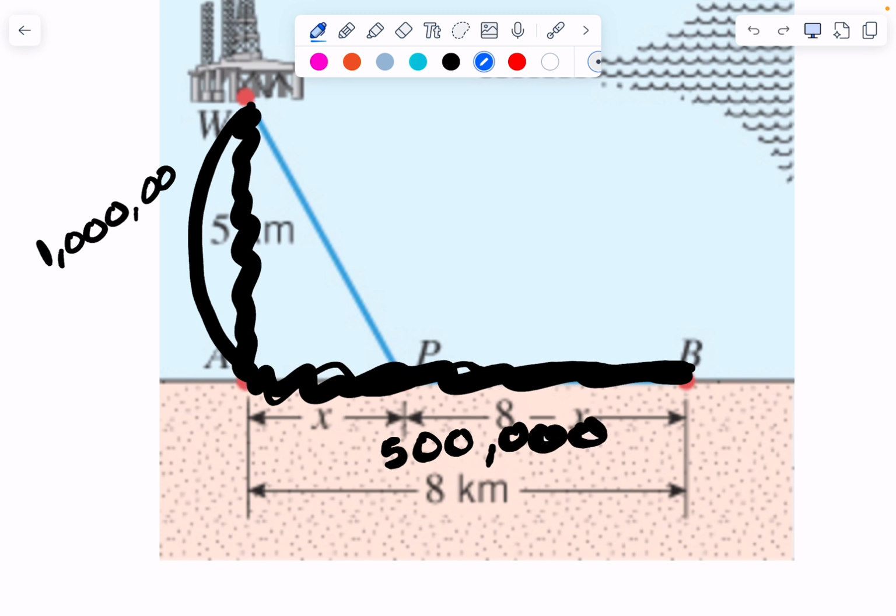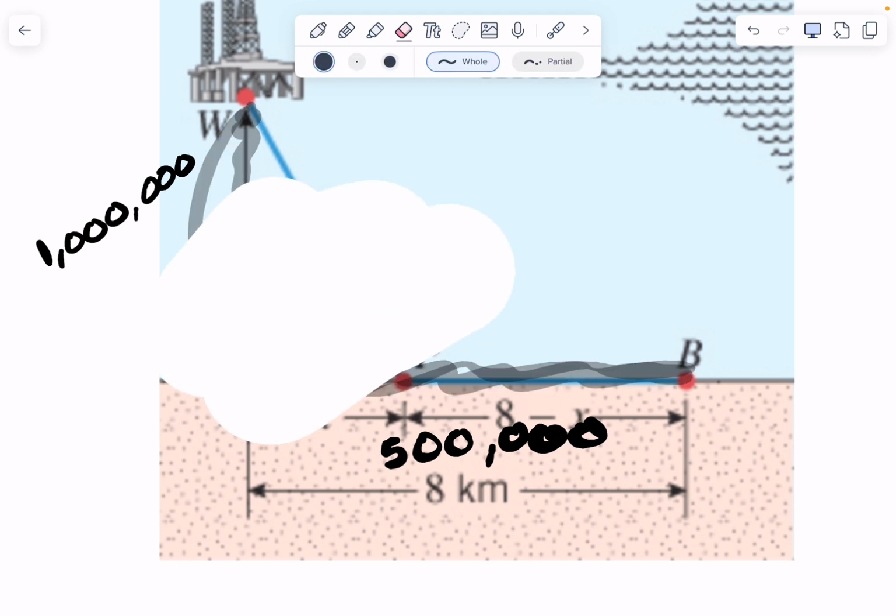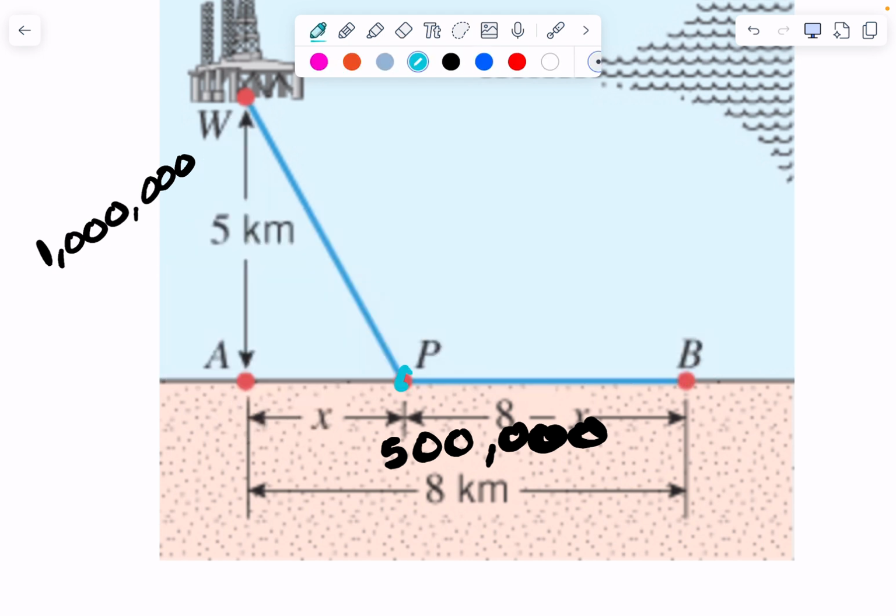Like shortest distance to shore, or shortest distance overall? You don't even have to consider any other options. But the problem is we don't know where this point is located. Well, we can find that out anyway. Well, the shortest distance overall would be this one, right?